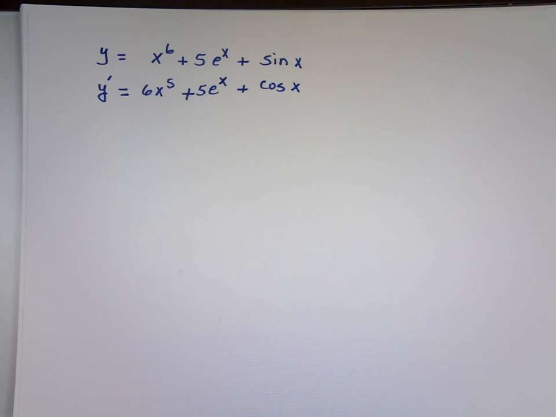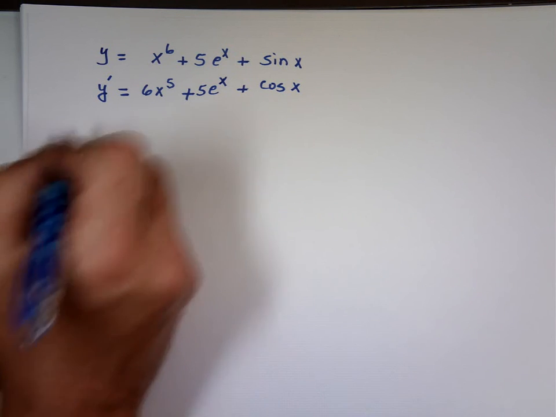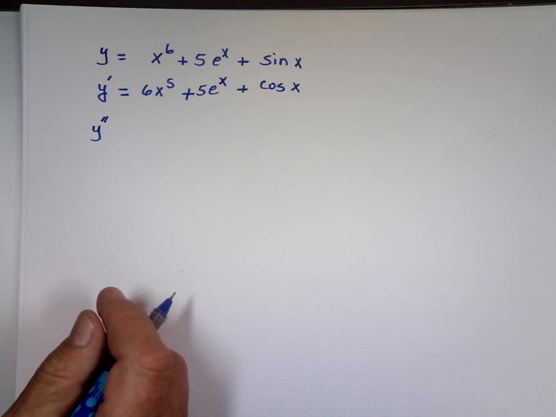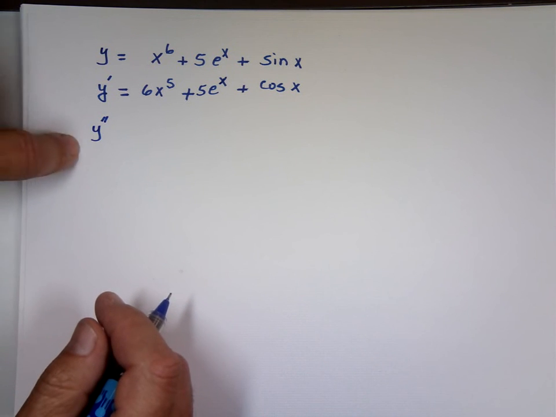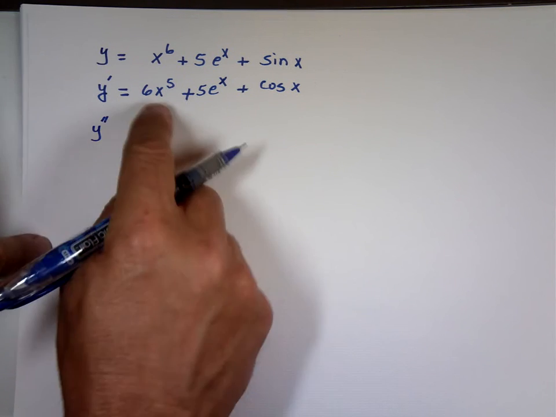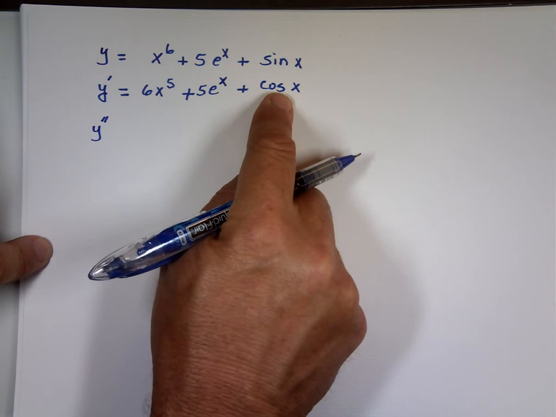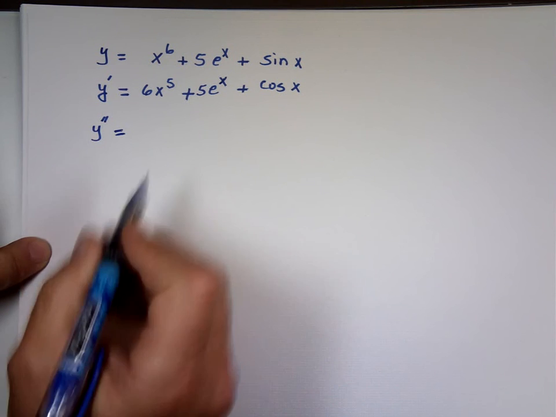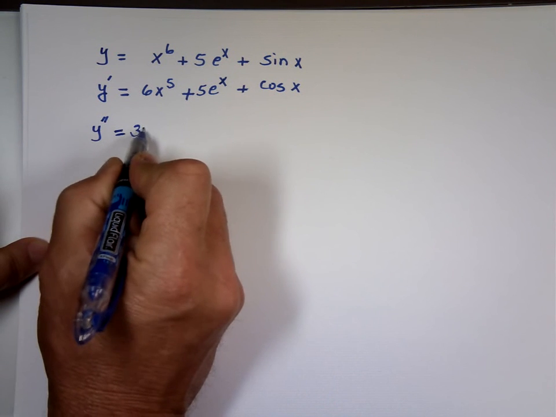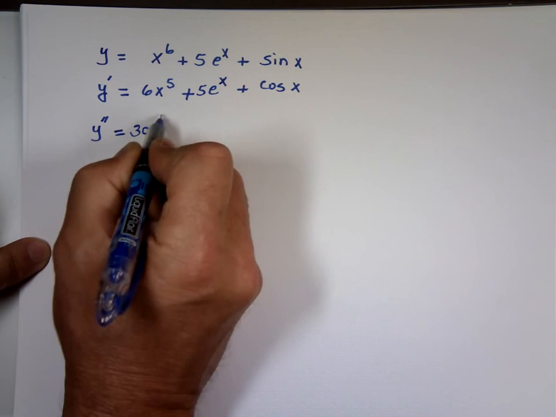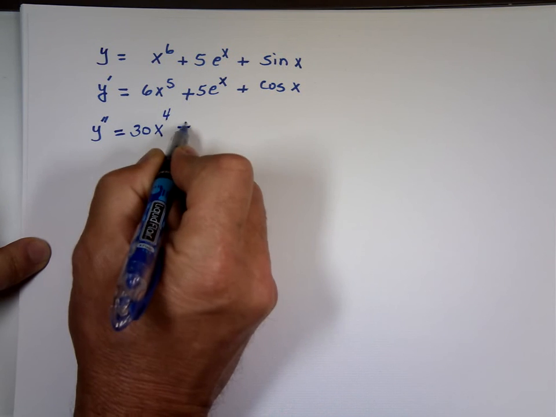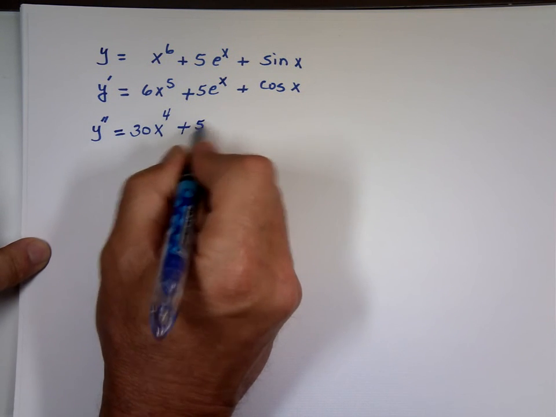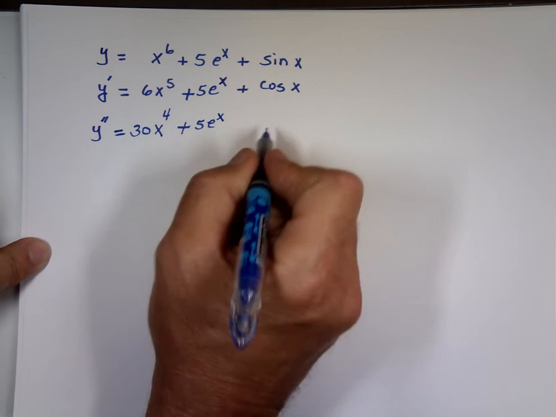What is the second derivative? That's the derivative of the first derivative, the derivative of this. So what's the derivative of this? 30. x to what power? 4. What's the derivative of 5e to the x? What's the derivative of cosine of x? Minus sine of x.